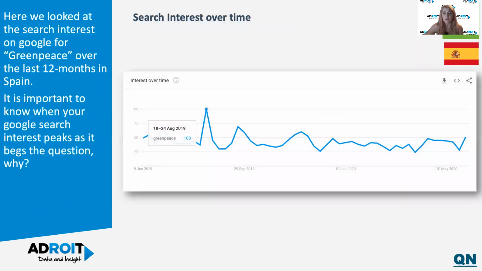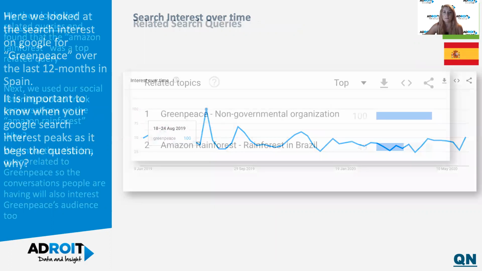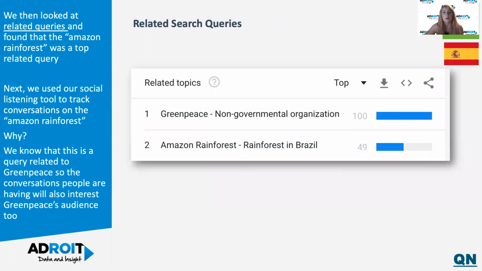Search interest shows you the index of search interest from 1 to 100 over the time period, as Google doesn't release volumes, but the index is based on volume, interest, other trends and location. And we can use this to establish peaks, as you can see, August here. When we looked at the related queries over the peak, we could see Amazon rainforest.